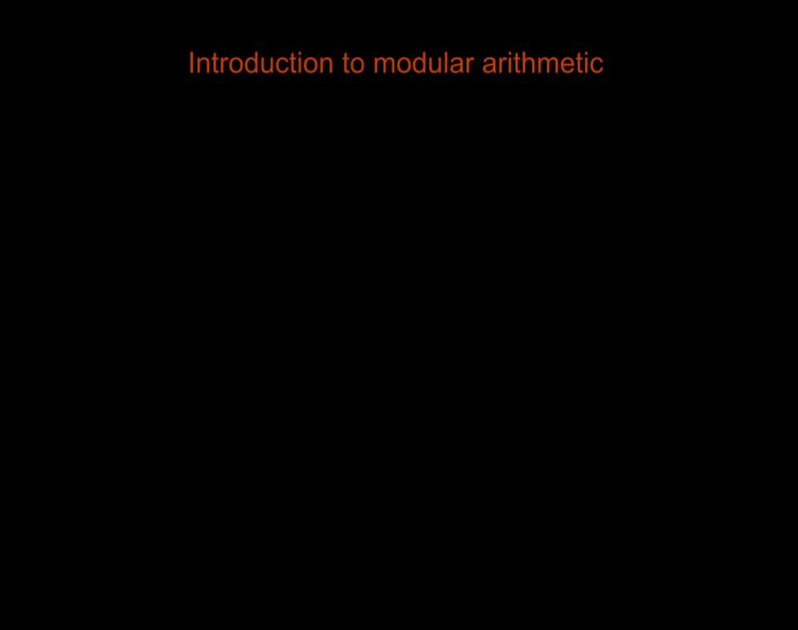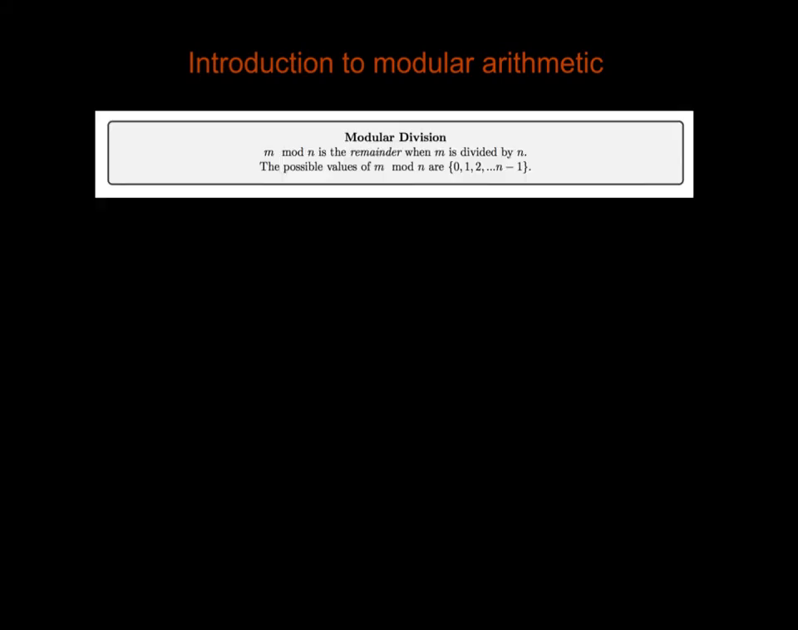In this video, we're going to discuss some important definitions and properties of modular arithmetic. Modular division, which we write as m mod n, is the remainder when m is divided by n. So we take m, we divide it by n, and what we're going to get when we do this is some number that we call the quotient and some remainder.